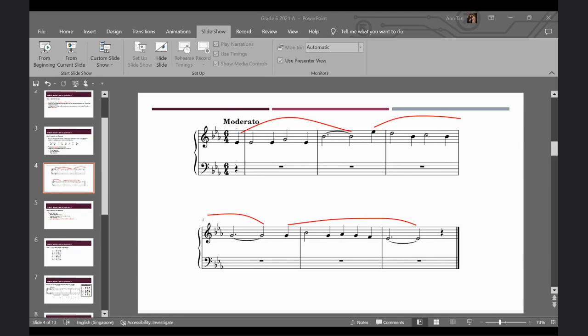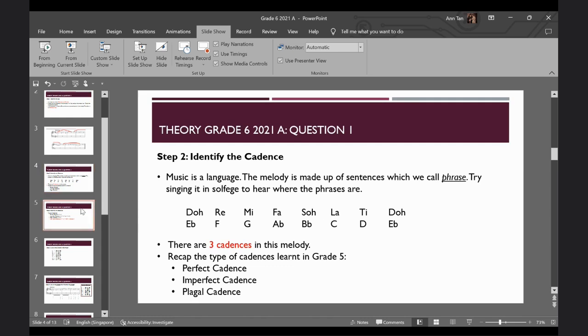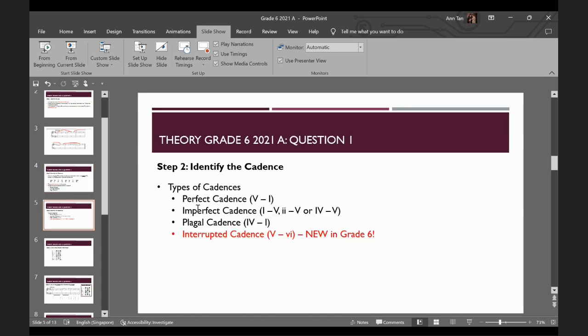Why is this important? Because at the end of each phrase, we like to form a cadence. In grade 5, we have already learned 3 different types of cadences: the perfect cadence, imperfect cadence, and plagal cadence. Let's do a quick recap. Perfect cadence is from chord 5 to 1. It sounds like a full stop. Imperfect cadence are chord 1 to 5, or 2 to 5, or 4 to 5. It sounds like a comma.